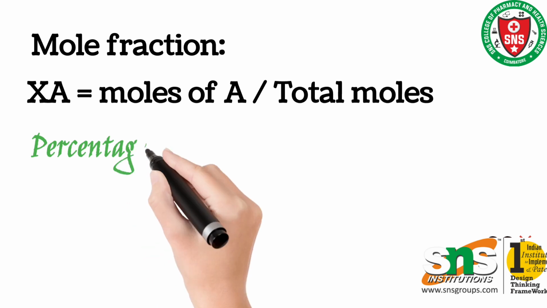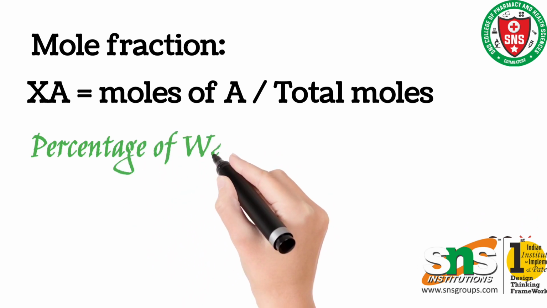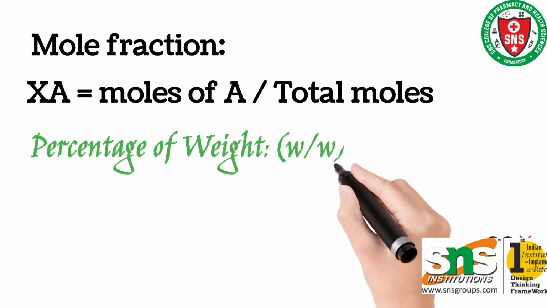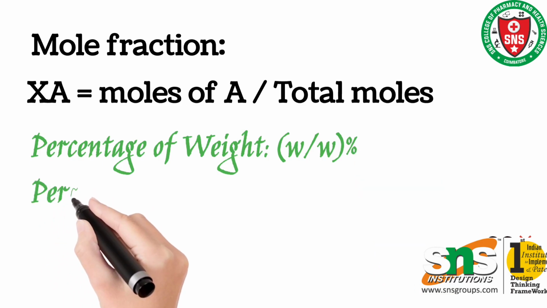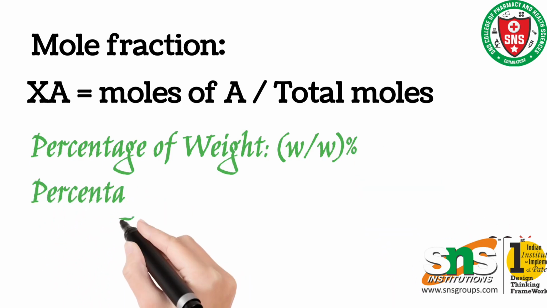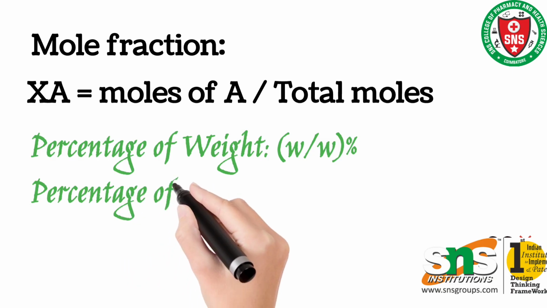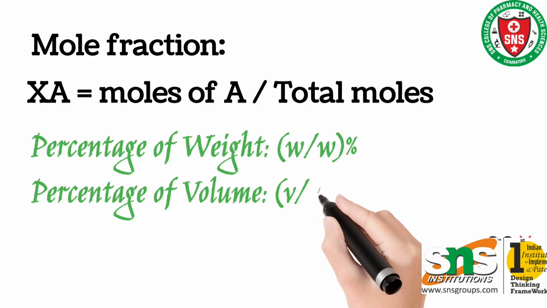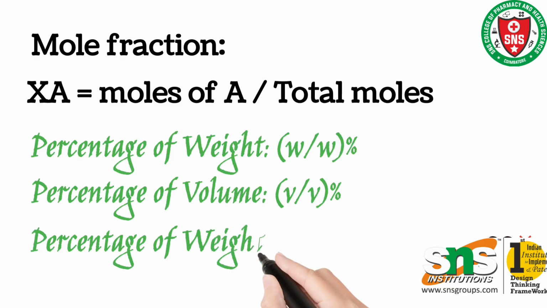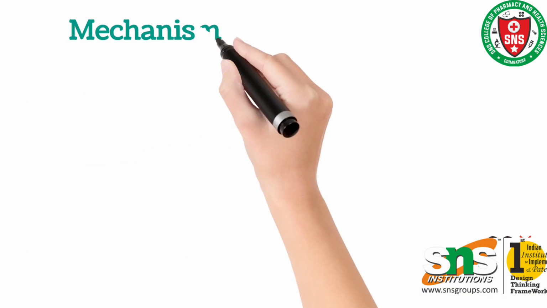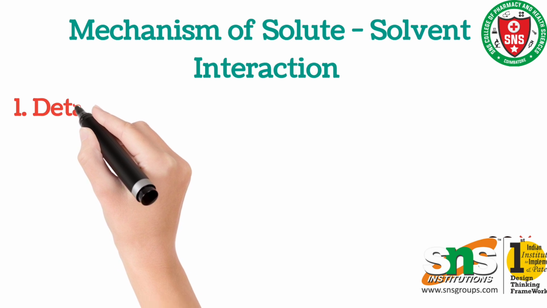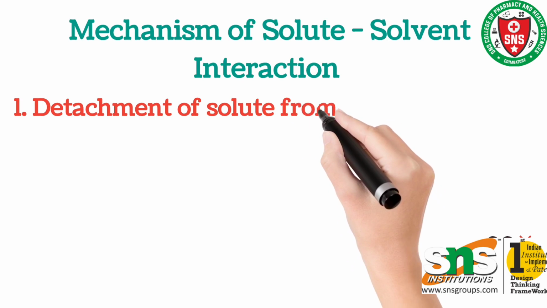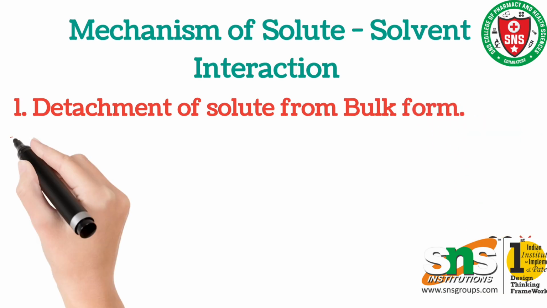Now, percentage by weight, that is W by W percentage. It is defined as grams of solute in 100 grams of solution, as both solute and solvent will be in solid form. Percentage by volume, that is V by V percentage, is ml of solute in 100 ml of solution, where both solute and solvent will be in liquid form. And finally, percentage by weight and volume, that is W by V percentage, is grams of solute in 100 ml of solution, where the solute will be in solid form and the solvent in liquid form.